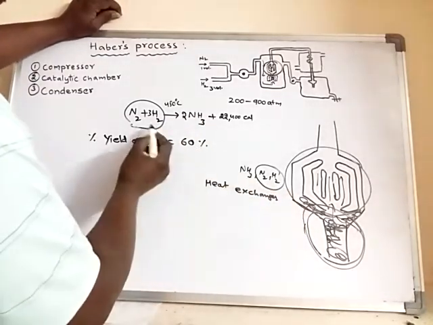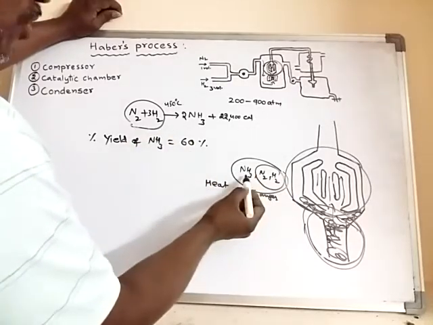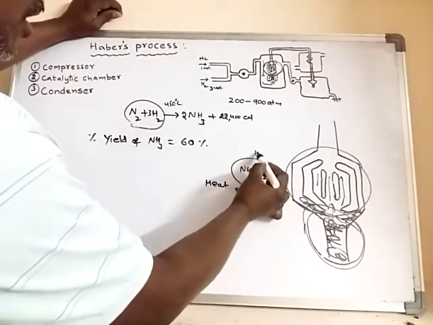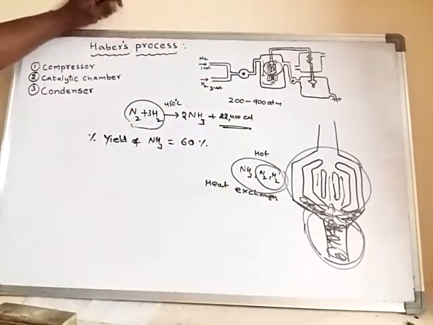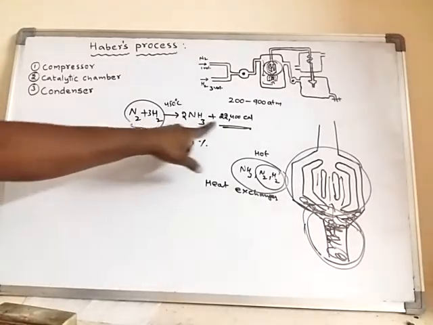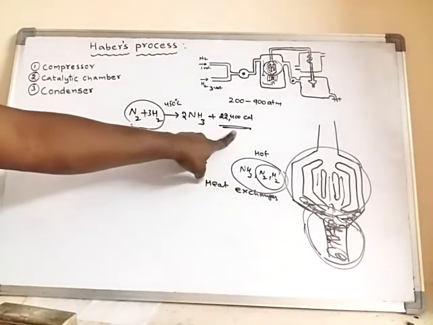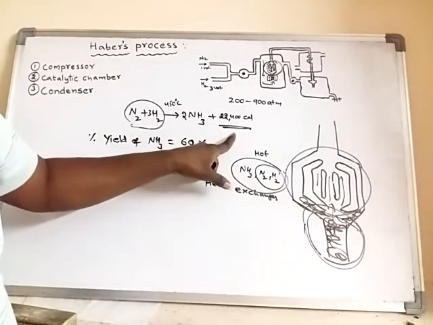Now what happens? These gases, the mixture of ammonia, nitrogen and hydrogen, are somewhat hot because of the released heat, because it is an exothermic process. Heat is released, so this much amount of heat is released in this reaction. So it is an exothermic reaction.